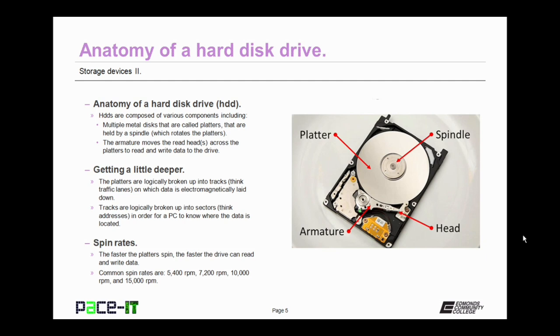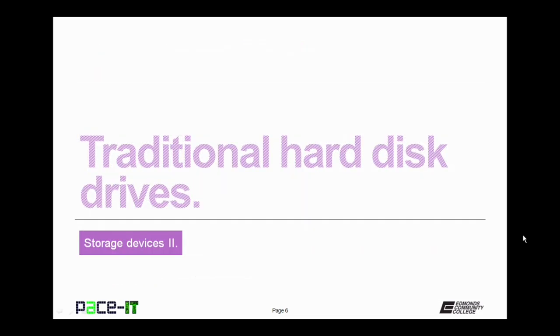Common spin rates range from 5,400 RPM all the way up to 15,000 RPM. But in the consumer market, you're more likely to see the 5,400, the 7,200, or the 10,000 RPM hard drive. In the enterprise market, you're much more likely to come across the 10,000 RPM or the 15,000 RPM hard drive. So now let's move on to some other aspects of the traditional hard disk drive.